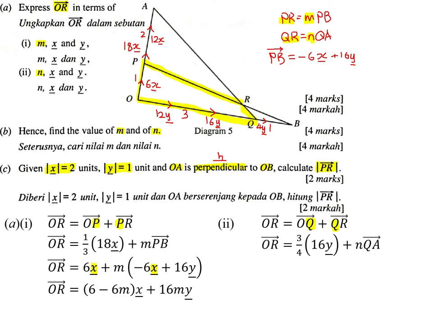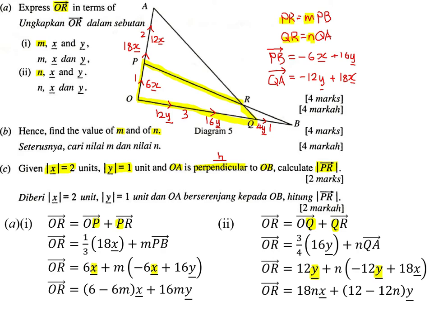So we need to find out what is QA here. QA is QO plus OA, right? So QO means we are moving back. When we move back, we refer to the vector negative 12y. OA will give us 18x. Now we will get 12y plus n bracket negative 12y plus 18x. And our final answer here should be 18n x plus (12 minus 12n) vector y.